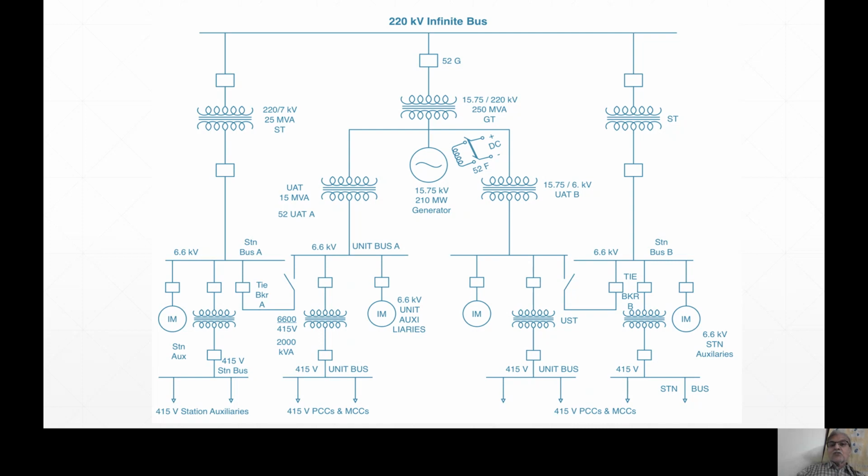When the generator trips, when there is a fault in the generator, GT or UAT, some 48 events occur. Generator breaker trips, generator field breaker trips, turbine stop valve closes, boiler trips. Boiler trips means boiler is not an electrical equipment. Boiler trips means its flame will be quenched. No flame will be there.